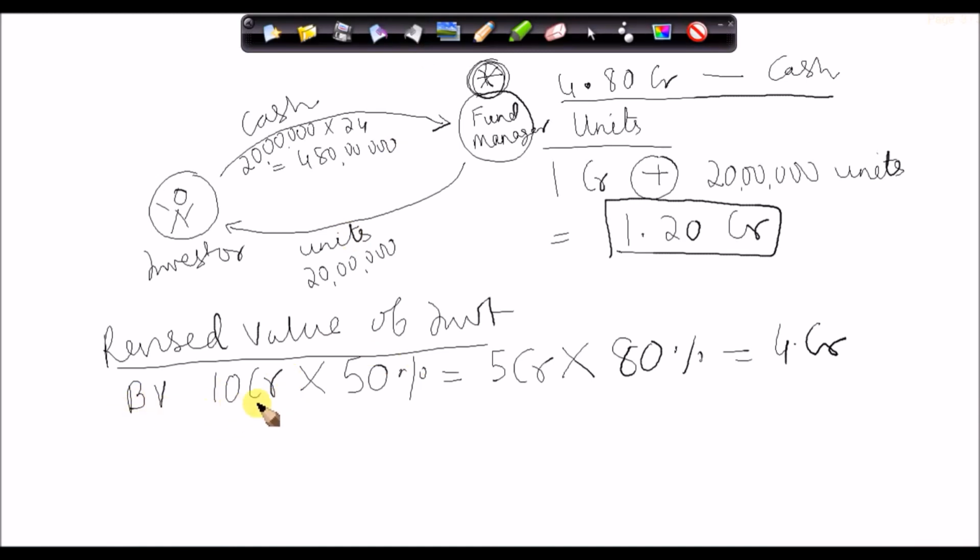Friends, the investment is having a book value of 10 crores. Out of this 50%, that is 5 crore of investments are there, and these investments have fallen in value and right now they are having a book value of 80%. That means from 5 crores the investment has come down to 4 crores. So this is one thing which we have understood.